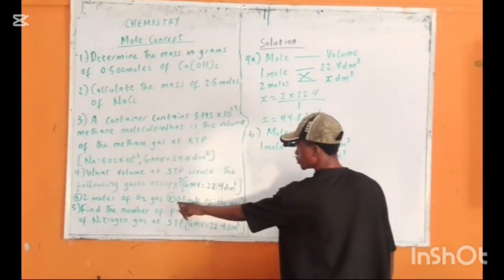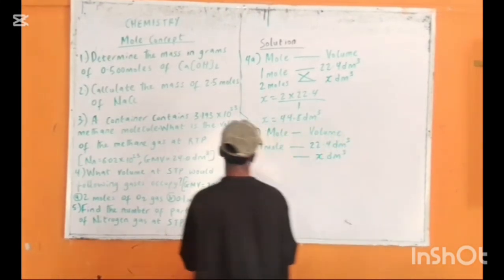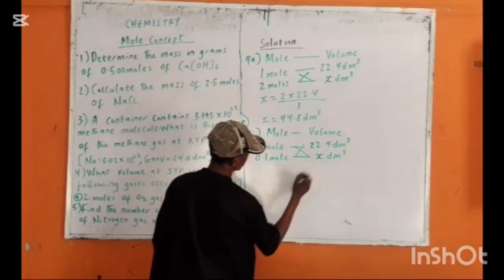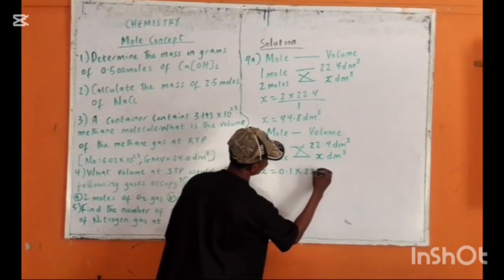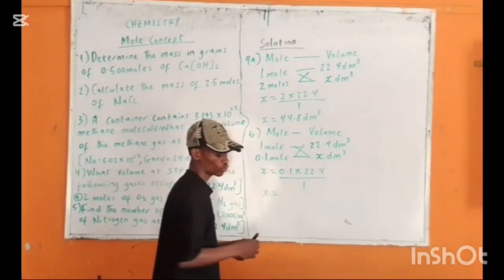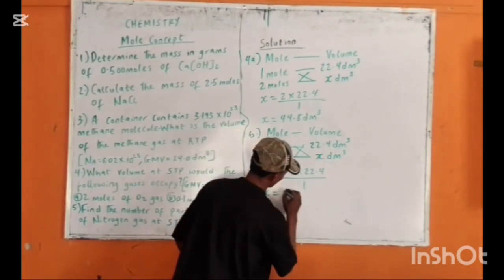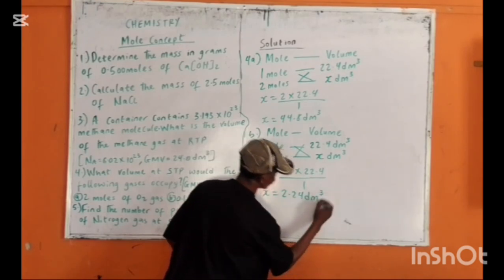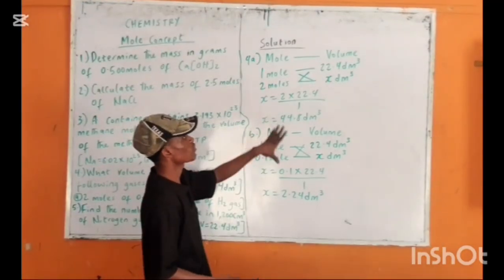What volume would 0.1 mole of hydrogen gas occupy? So I'm having 0.1 mole. Cross multiply, X equals 0.1 multiplied by 22.4 over 1. So X equals, multiplying 0.1 by 22.4, 2.24 dm cube. This is for number 4.